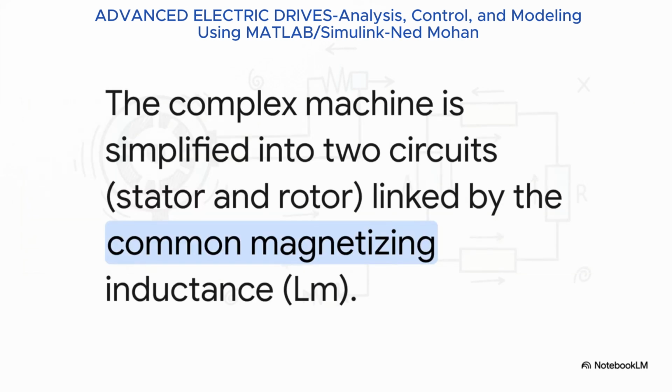So if you only take one thing away from all this, let it be this. Despite its complex physical nature, the induction machine can be simplified in this really brilliant way. We can model it as two separate circuits, one for the stator, one for the rotor, that are magnetically coupled through a single shared parameter, that magnetizing inductance, Lm.